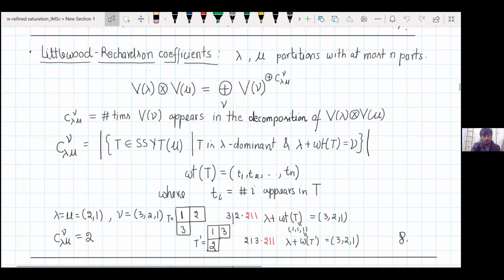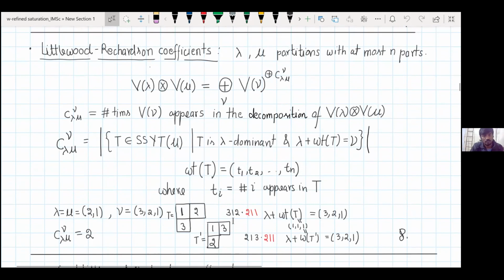And let's talk about the Littlewood-Richardson coefficient. Take lambda, mu partitions with at most n parts, and take the tensor product of the irreducible representations corresponding to them. It will be completely decomposable, and it will decompose like this. Suppose V nu appears; then the Littlewood-Richardson coefficient is the number of times V nu appears in this tensor product.